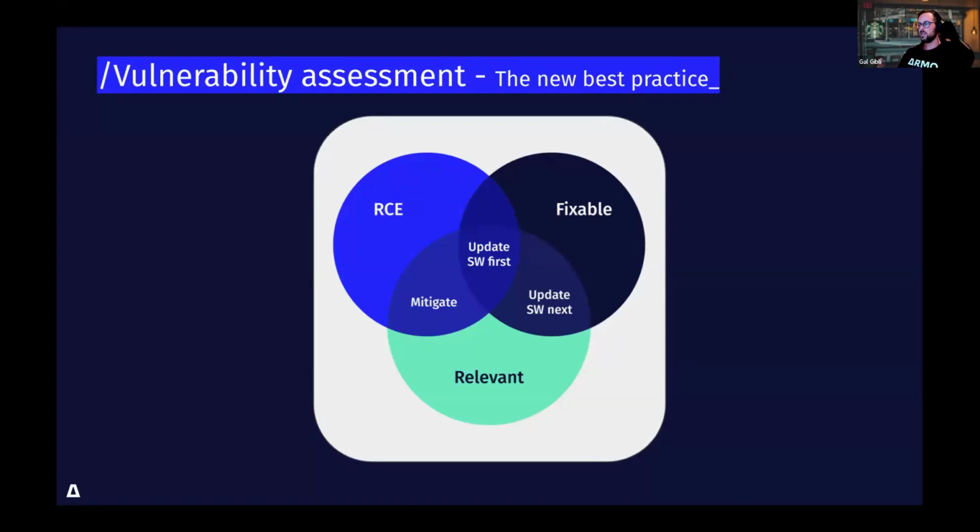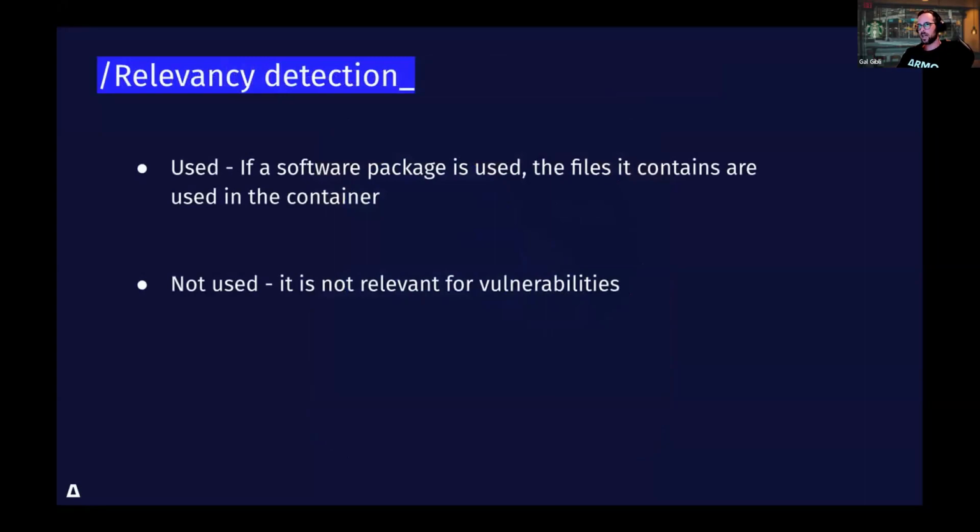They are relevant to you, they are fixable, and they are RCE, which means remote code execution. That means they can be exploited remotely. So how do we detect if a vulnerability is relevant or not? It's very easy. If a software package is used, then the files it contains are being used by the container. And if a software package is not being used, the vulnerabilities cannot be exploited, and the package can probably be removed from the SBOM list, and therefore we create the filtered SBOM that I will show you in a minute.